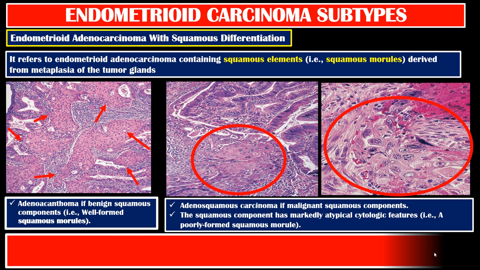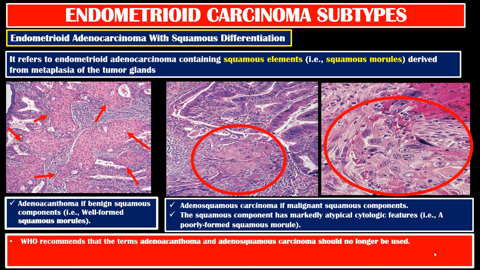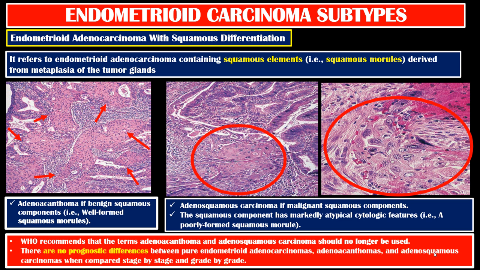However, WHO recommends that the terms adenoacanthoma and adenosquamous carcinoma should no longer be used because there are no prognostic differences between pure endometrioid adenocarcinomas, adenoacanthomas, and adenosquamous carcinomas when compared stage by stage and grade by grade.